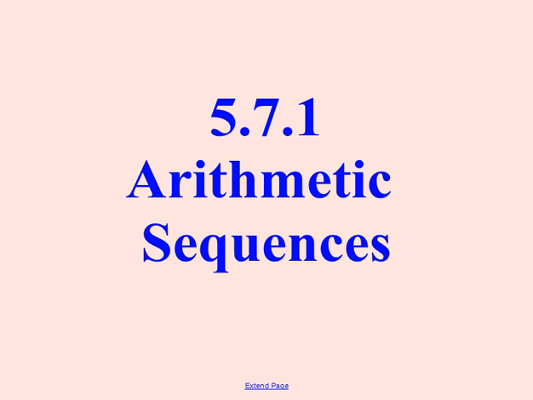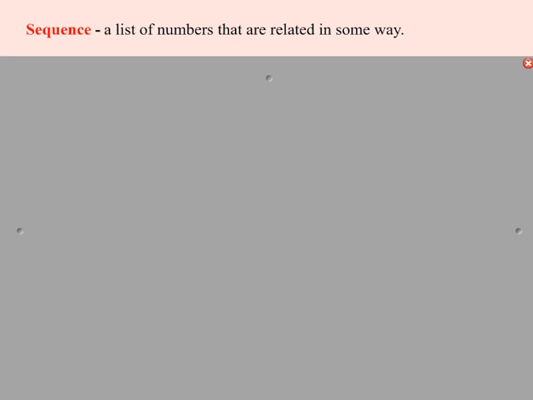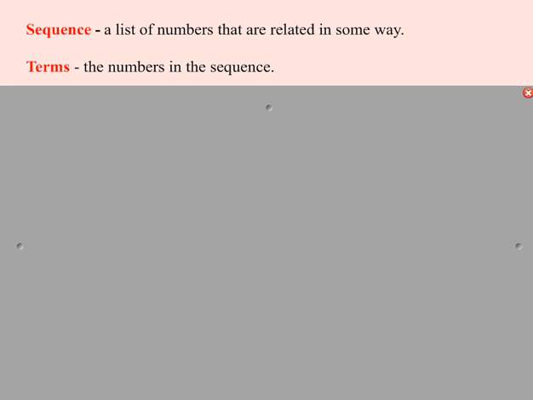This is section 5.7.1, Arithmetic Sequences. On this slide we have a bunch of vocab terms that we need to define, so let's go through these. We start with the definition of a sequence. It is a list of numbers that are related in some way. Next we have terms. Terms are the numbers in the sequence.